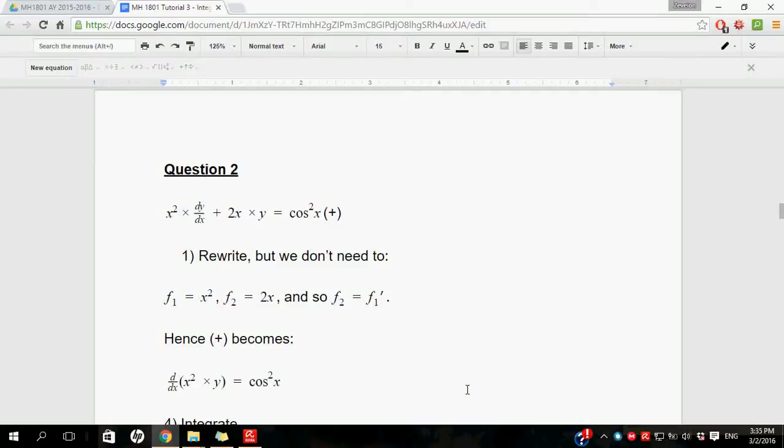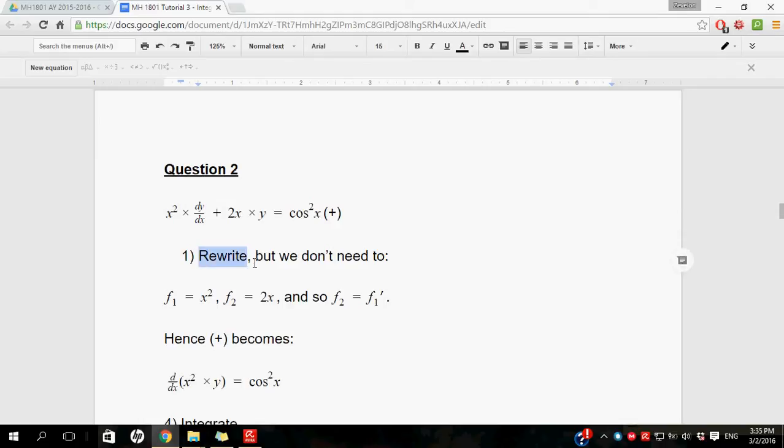Question 2 from tutorial. Here is our differential equation: x squared times dy/dx plus 2x times y equals cosine squared x. We begin our procedure. We need to rewrite, but it turns out we don't need to.